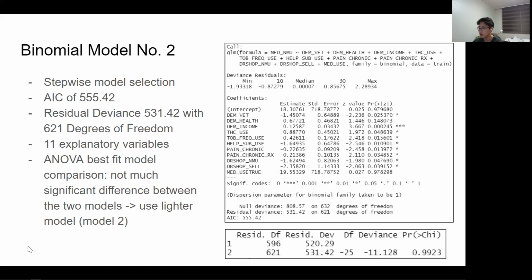The ANOVA best fit model comparison test showed that there was not much significant difference between the two models, so we could use the lighter model.